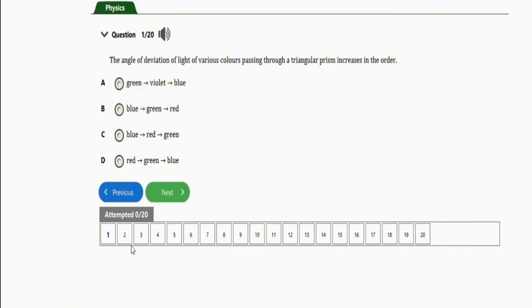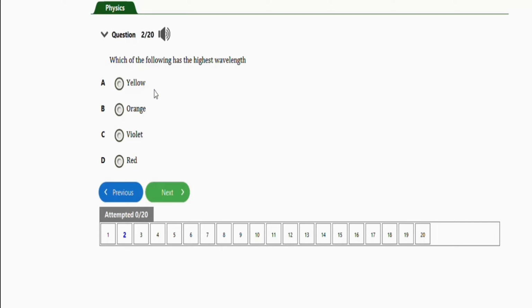Alright, so the next repeated question will be this one. It says, which of the following has the highest wavelength? We have yellow, orange, violet, red. So the correct option is option D, which is red. Alright, the next repeated question will be this one. It says, the colors seen in soap bubbles are due to, we have diffraction, dispersion, refraction, interference. Correct option is option D, which is interference.